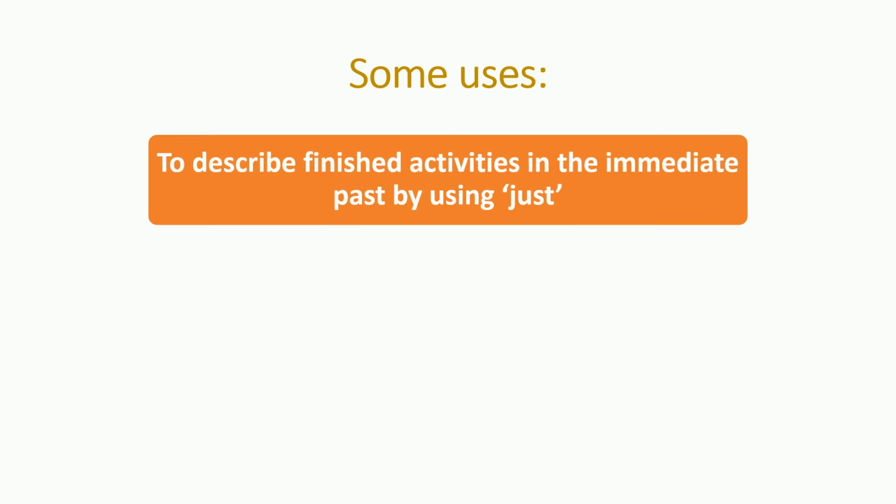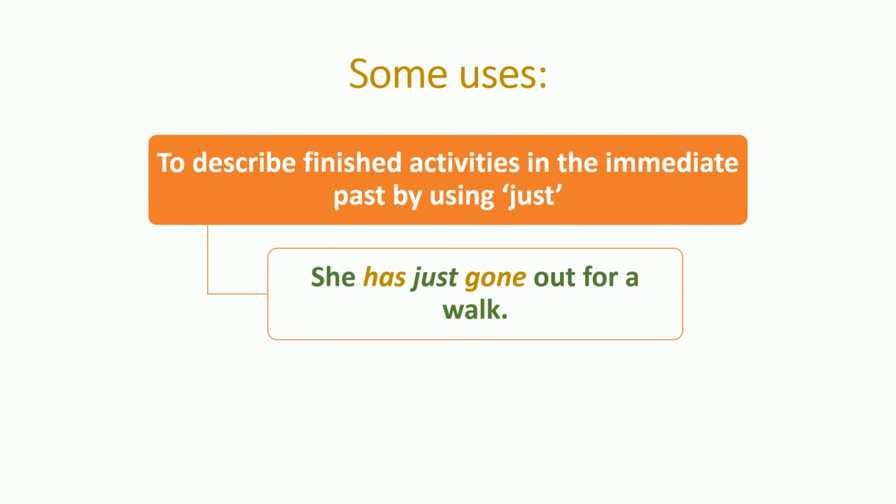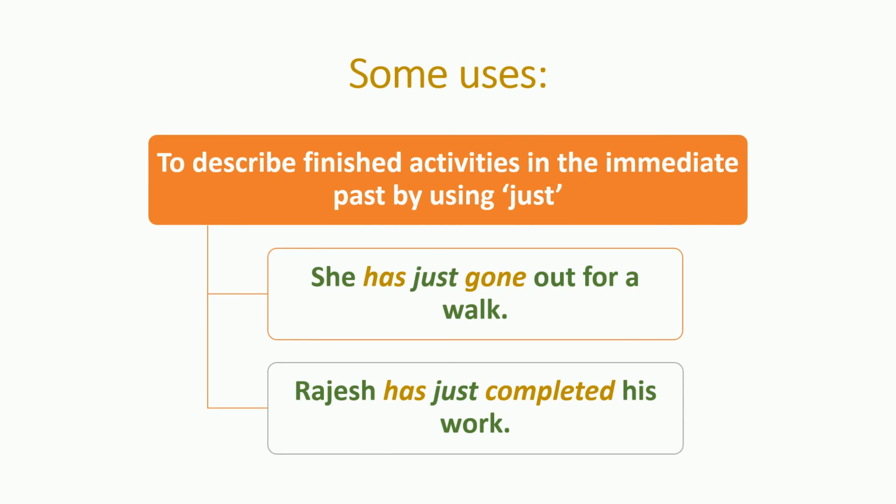Let's learn some uses of present perfect tense. It is used to describe finished activities in the immediate past by using just. Let's look at this example. She has just gone out for a walk. This is an activity which is performed in the immediate past. The word just shows this. The second example is Rajesh has just completed his work. Here also the word just is used to indicate the immediate past.